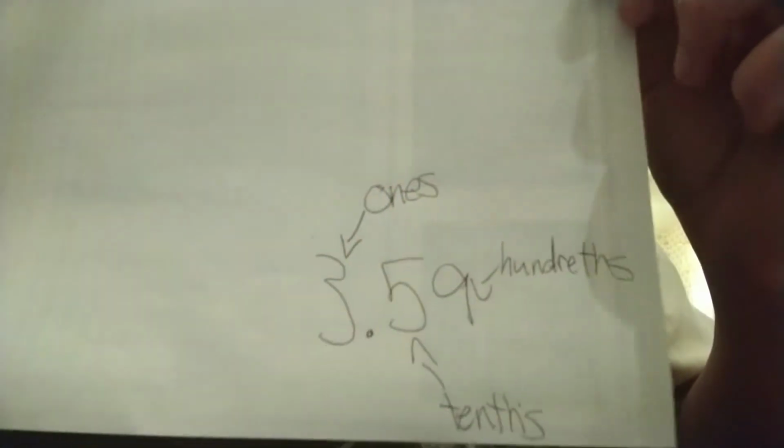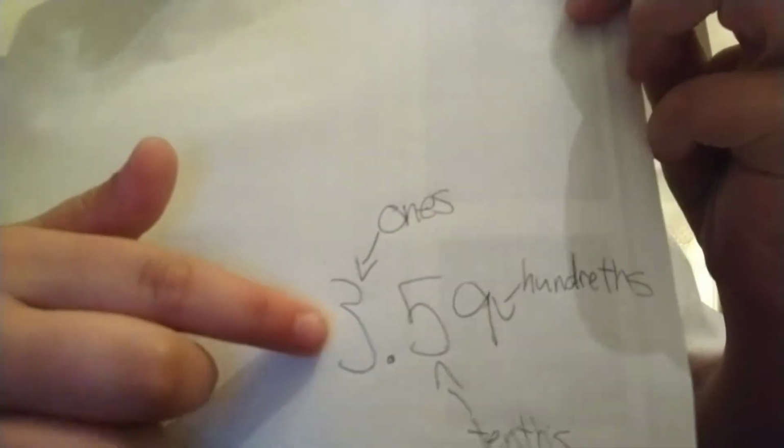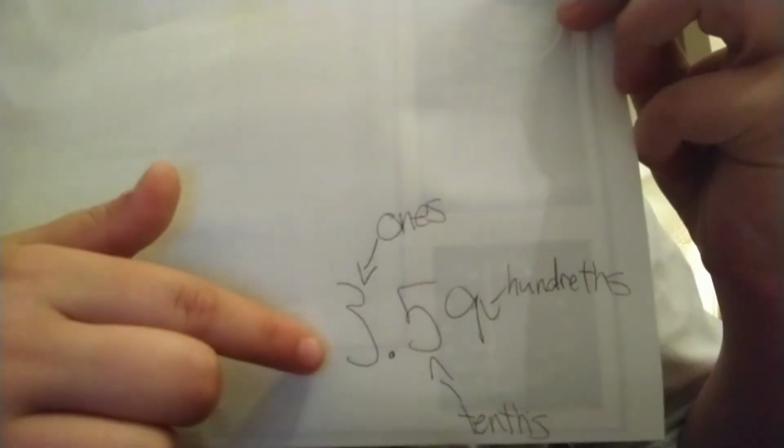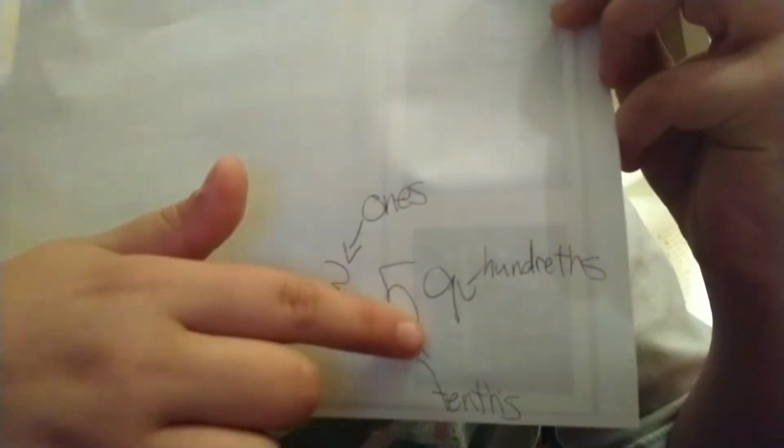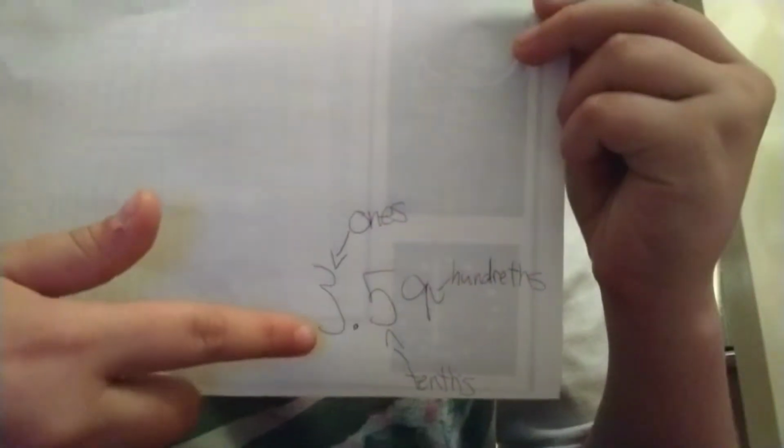Okay, guys, so as you can see here on my diagram, this 3 right here is in the ones place. My decimal point is there, this is the tenths place, and then the 9 is in the hundredths place. So if you say this number correctly, it'd be 3 and 59 hundredths.